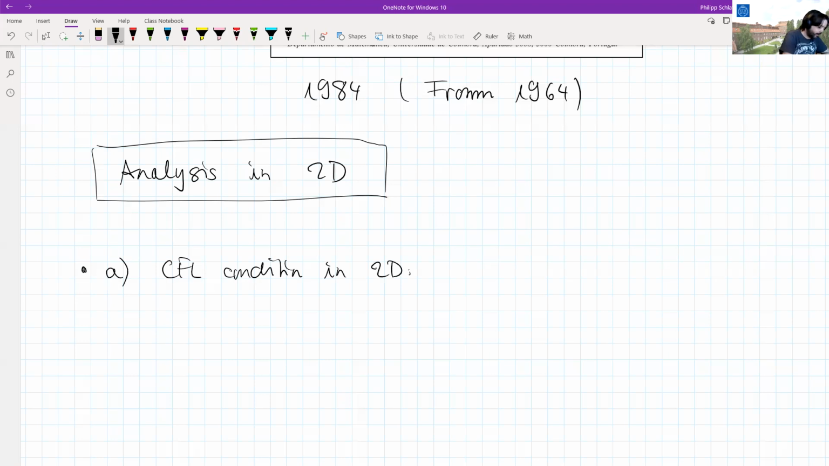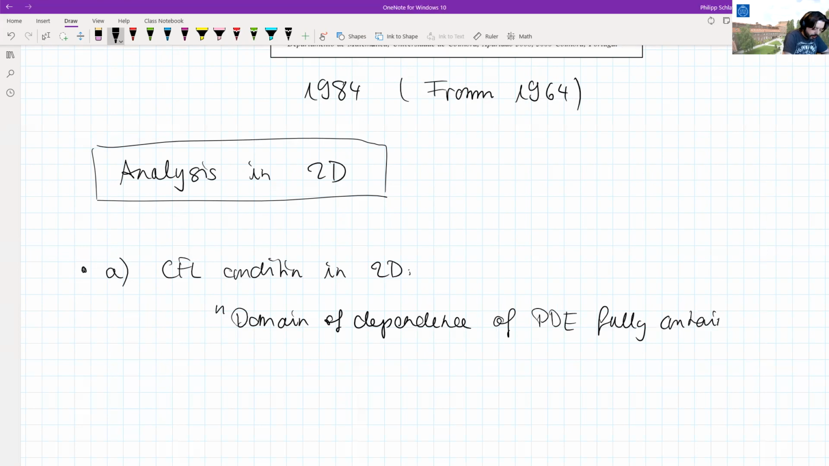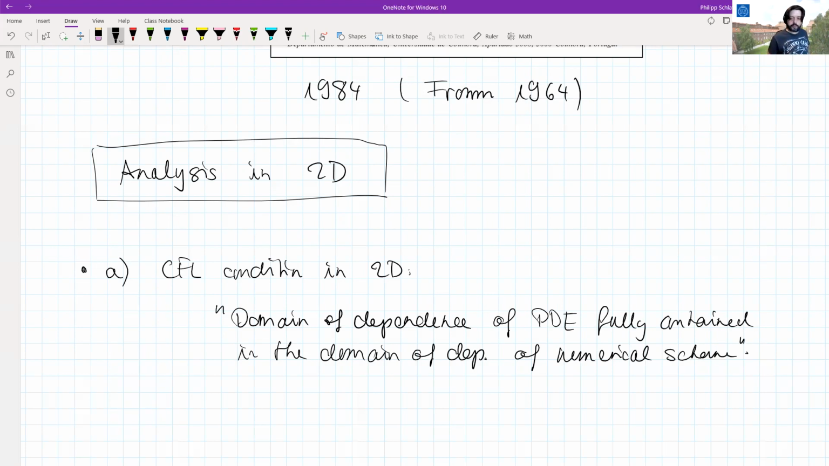What did it really say? Well, it said that the domain of dependence of the PDE should be fully contained in the domain of dependence of the numerical scheme. The basic idea was that for the numerical scheme to have a chance to get the correct result, it needs to have information from the whole domain of dependence of the actual solution. If the solution is determined by quantities lying outside of what the numerical scheme can see, of course the numerics have absolutely no chance of finding the correct solution.